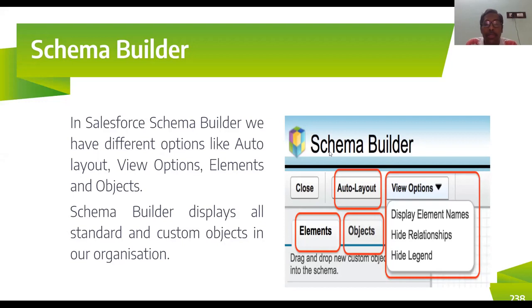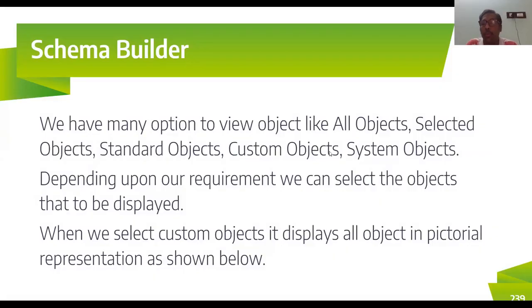Schema Builder displays all the standard and custom objects in our organization, in our org. The moment you log into Salesforce at login.salesforce.com, it takes you to the org, which we also call the production environment or instance. Once you click on Schema Builder, it takes you to the Schema Builder page. On the left-hand side, whatever objects you are using in your organization will be displayed there. We have many options to view our objects.